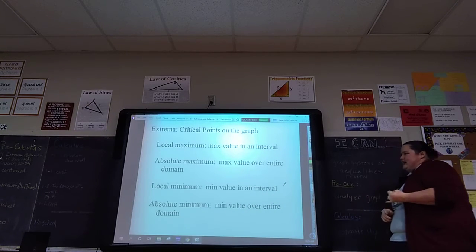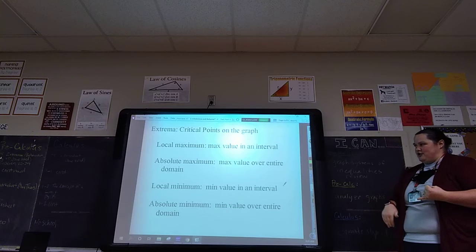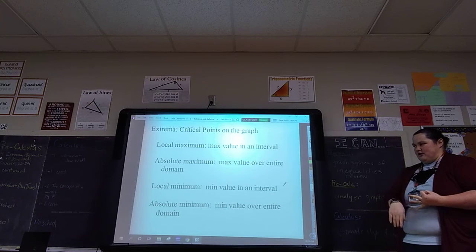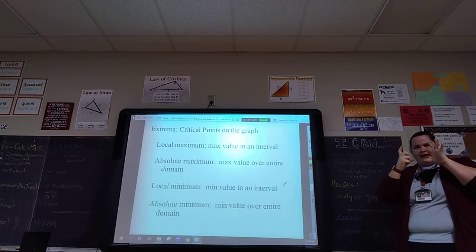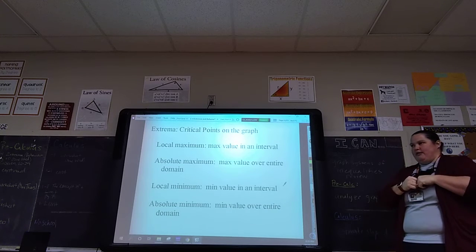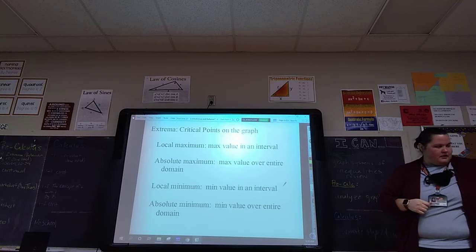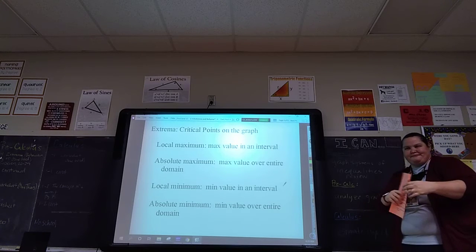So what you're going to need is one of those classifications: local max, local min, absolute max, absolute min, and then you're going to list the point that it happens at. So you're going to have the x and y where that occurs. Any questions on the terms?